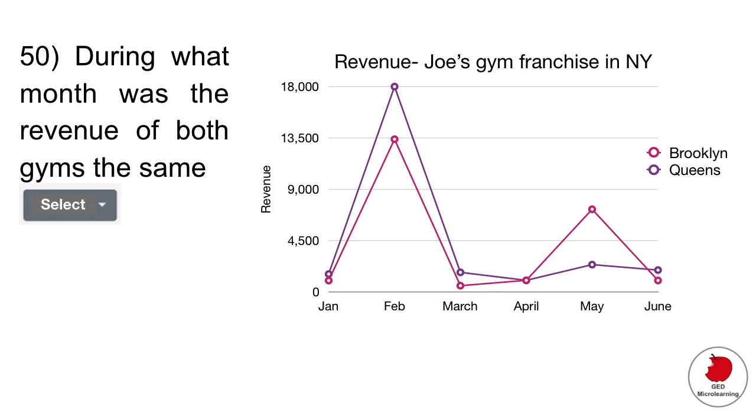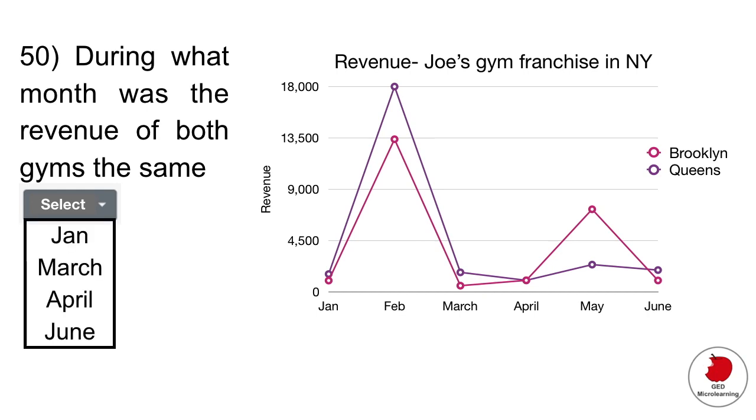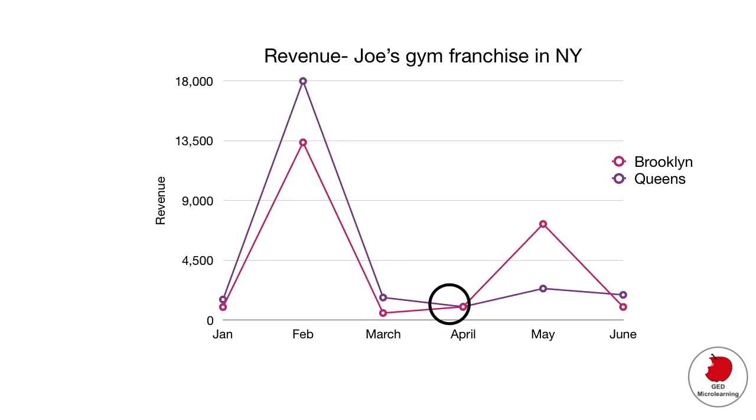All right, question 50, again, another line graph, but in this case you have two lines. It's asking you during what month was the revenue of both gyms the same? And again, in the drop-down menu, it gives you some options for answers. So remember, you're going to look first at the title, which tells you what the graph is about. The y-axis is telling you that that's revenue. The x-axis is telling you the amount earned in each of the months.